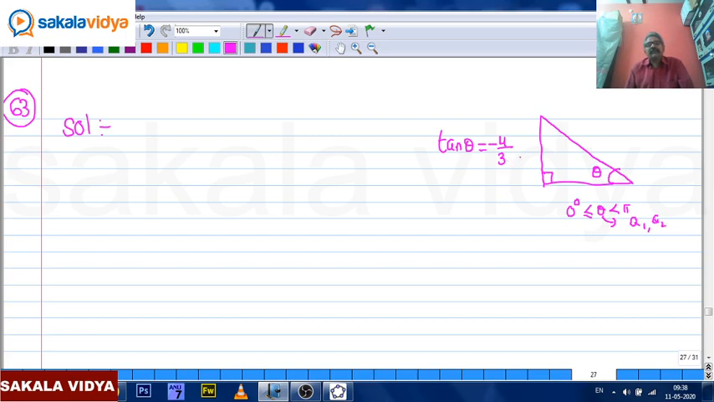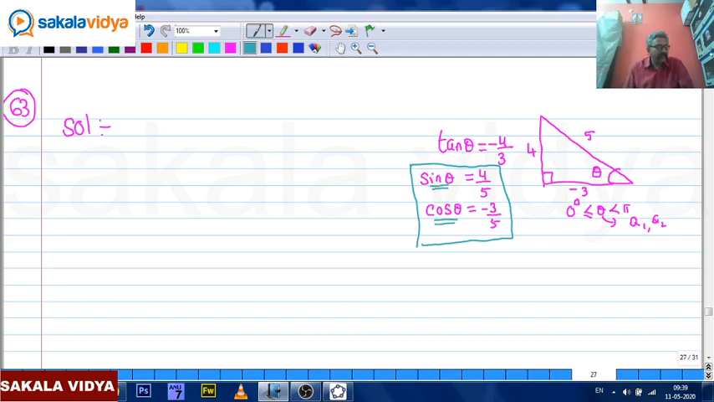In the second quadrant, sine is actually positive. That's why this should be taken minus 4, and this should be taken minus 3. Obviously, the hypotenuse is 5. Now we can write sin theta is equal to 4 by 5. Sin theta should be positive. This is a very important criterion. Cos theta should be negative as tan theta is negative, so that will be minus 3 by 5. This is very, very important. Please remember: whenever theta is the inclination of the line and tan theta is negative, sin theta we need to take positive and cos theta we need to take negative, so that we get tan theta negative.